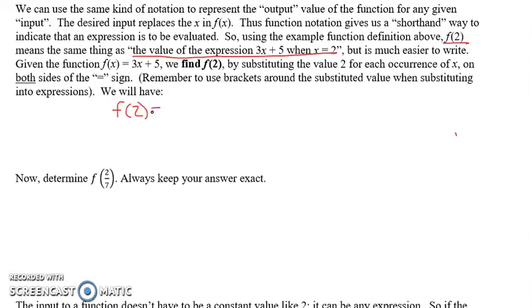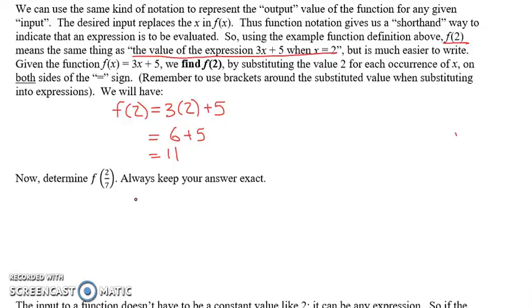Watch this. I don't think you'll have much difficulty grasping this. I've substituted 2 in for x on the f of x side. And on the other side, I'm going to substitute 2 in for x as well. So I get 6 plus 5 is 11. So we would simply say that f of 2 equals 11. That is the same thing as saying the value of the expression 3x plus 5 when x equals 2 is 11.